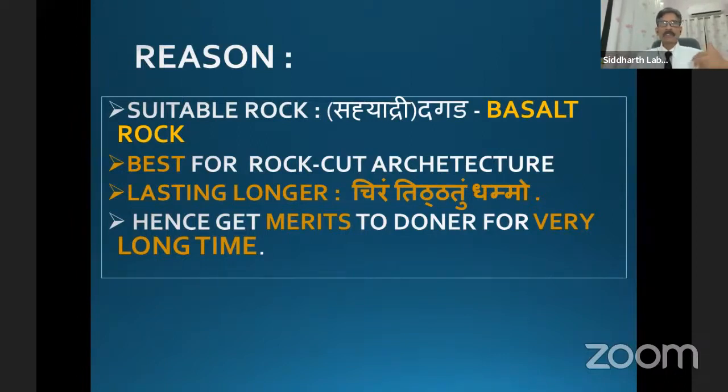As long as one is donating or creating the rock cut architecture, the person who is taking the advantage of that particular site will meditate there, will consume water, and will have veneration for the monks. Monks will stay there, and there will be a Dhamma discussion also. So whatever merits are earned out of that will reach the donor. This is the concept of making the rock cut architecture by the donors, right?